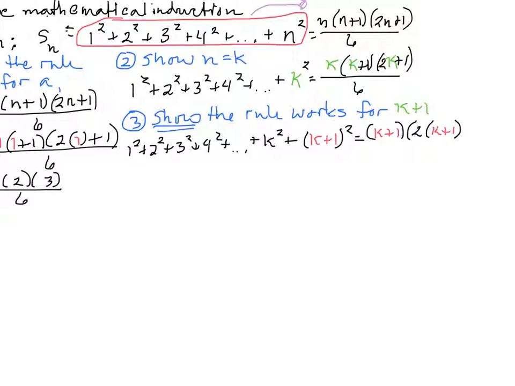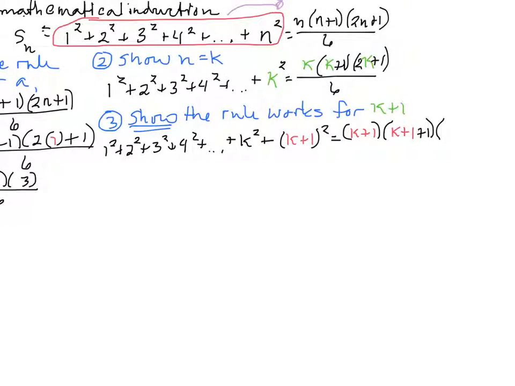and parentheses, oh wait, I did that one early. Sorry, jumped the gun. How about we put in k plus 1 plus 1 parentheses, and then 2 parentheses, k plus 1, in parentheses, plus 1, in parentheses, all of that over 6. Do you see how it can get complicated? But you just go little bitty pieces at a time.